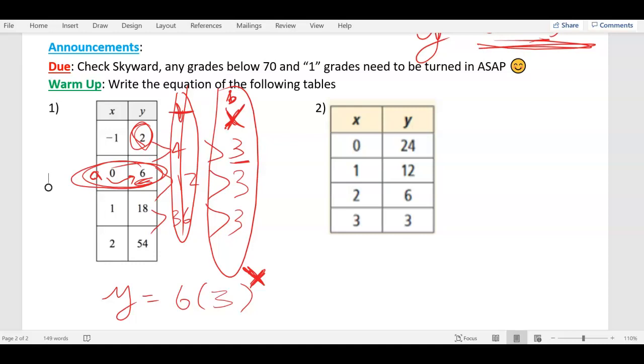Now, we will eventually learn how to do it with a regression, kind of like we did with menu 413 in the spreadsheets, but we're not there yet. We're just doing it from a table.